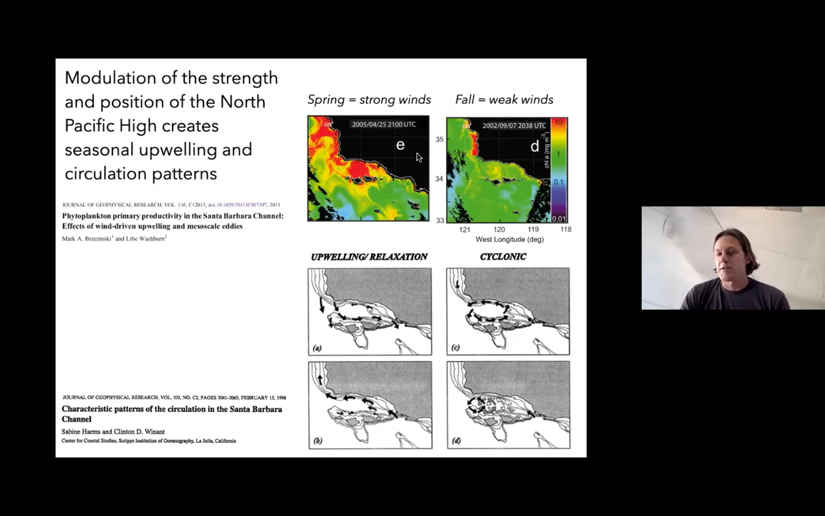These seasonal patterns are also accompanied by changes in general circulation. So the springtime is associated with what we refer to as upwelling circulation, and then subsequent relaxation of flows that go poleward around Point Conception when the wind slacks off. And then there's this general cyclonic flow that can be manifested at different scales and propagate through the channel, going along with the mean flow during some of these time periods of weaker wind.